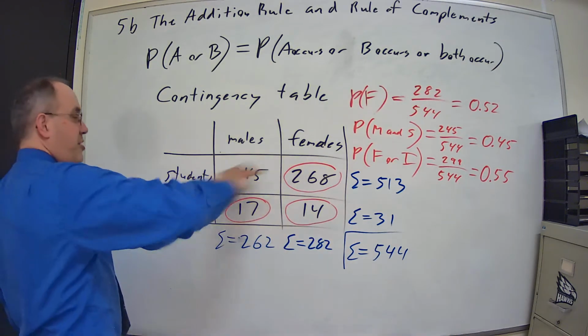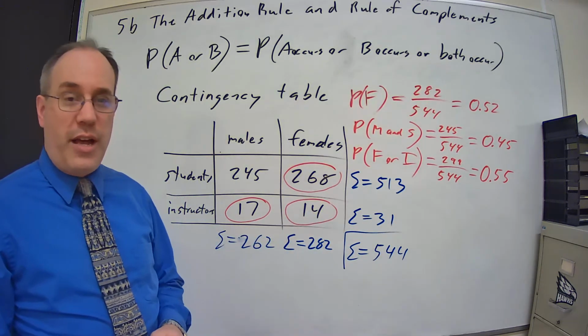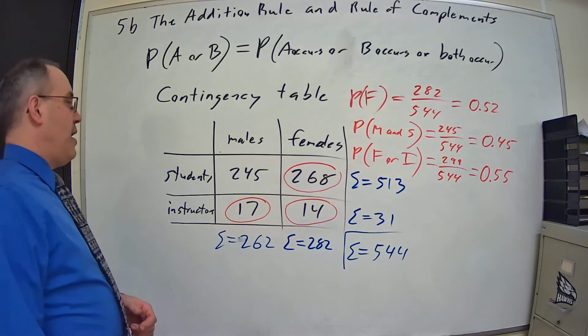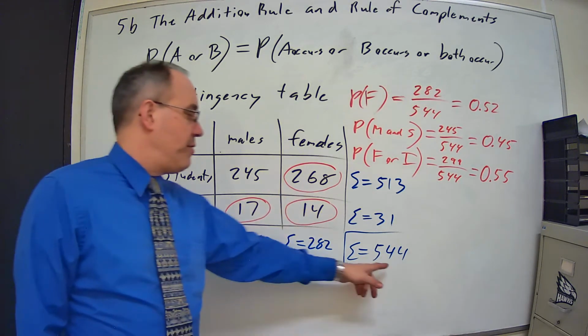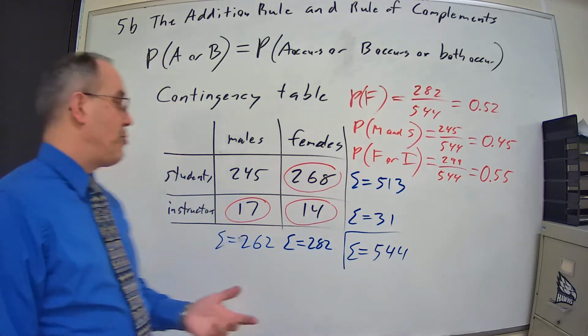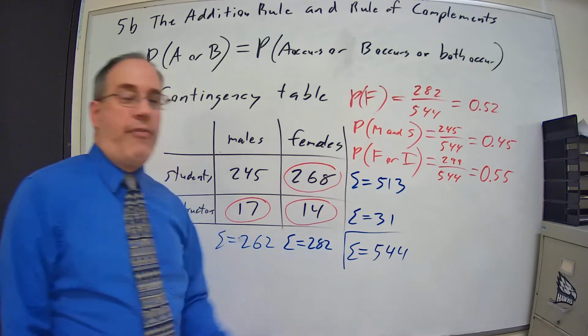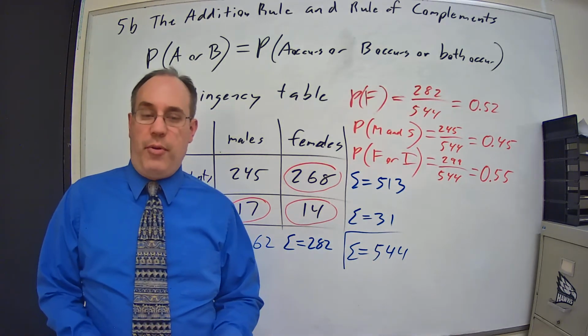Contingency tables are great because it's really easy to pull information out of them. What's the probability that we select a female student? 268 out of 544. What's the probability that we select an instructor? 31 out of 544. Very easy to pull these things out of a contingency table.